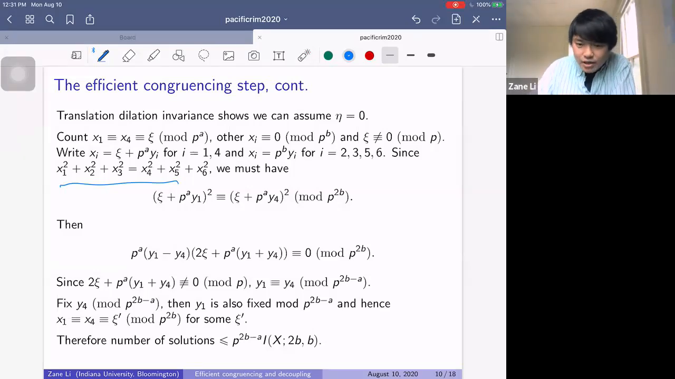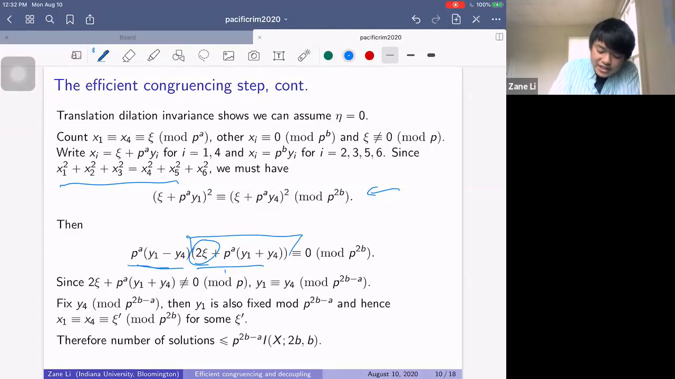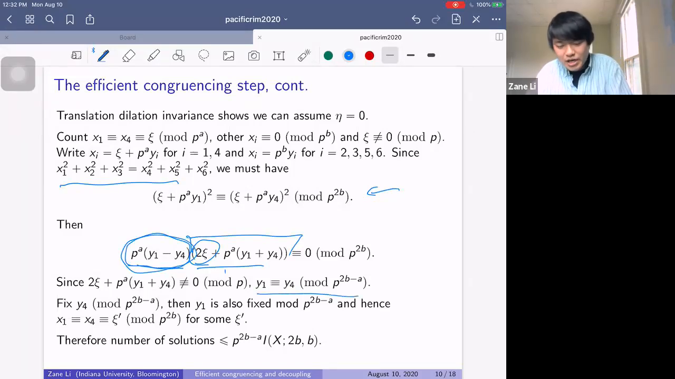So if I just take the second equation and mod out by p to the 2b, I get the following, okay? And then I'm just going to do a difference of squares. The difference is p to the a times y1 minus y4, and their sum is 2c plus p to the a times y1 plus y4. Okay, so here is where we're going to use that c is not congruent to 0 mod p. Since c is not divisible by p, this whole expression here is not divisible by p. So therefore, all the powers of p fall onto this guy over here. And therefore, we've derived that y1 is congruent to y4 mod p to the b minus a.